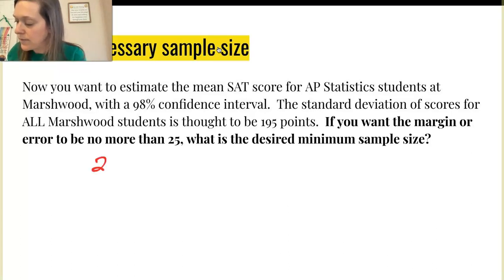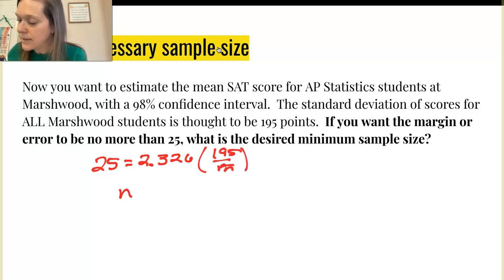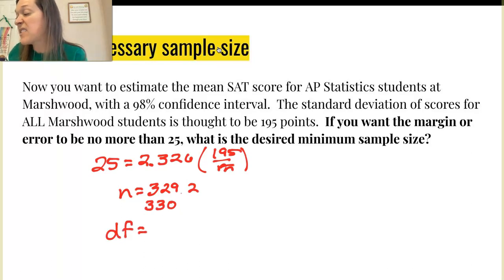So we have 25 is equal to, so 98, it's going to get us a z-crit of 2.326, times 195 over the square root of n. So that gets us 329.2, which I'm going to round up to 330. And then that would get me my degrees of freedom. Now, because this is so large, I don't think this is going to be that big of a difference. So 329 would be my degrees of freedom.